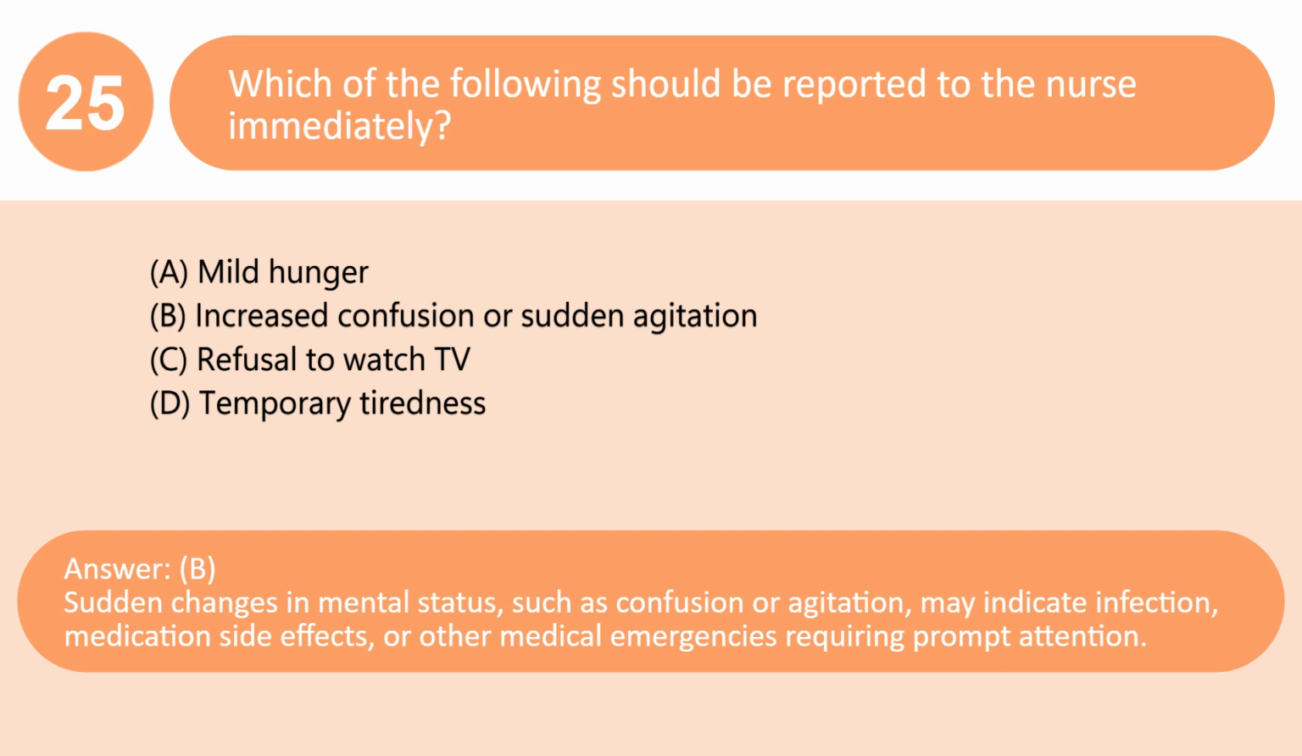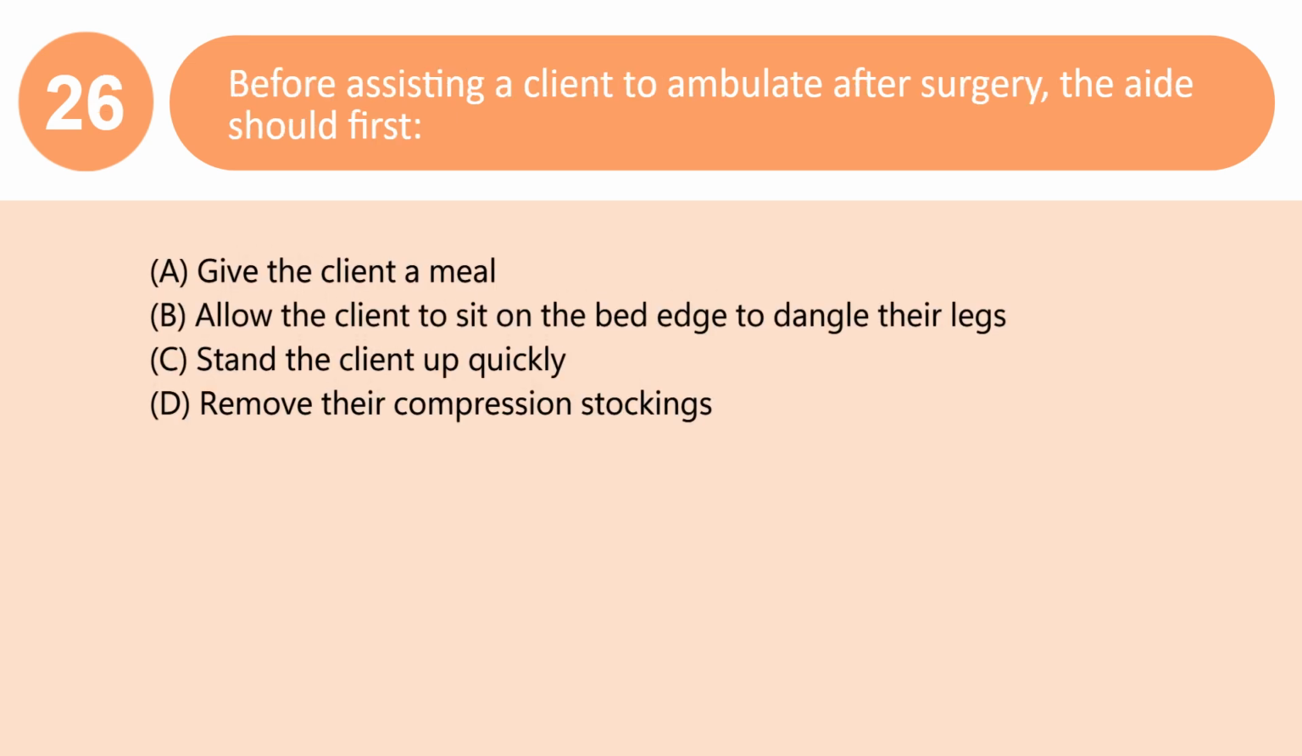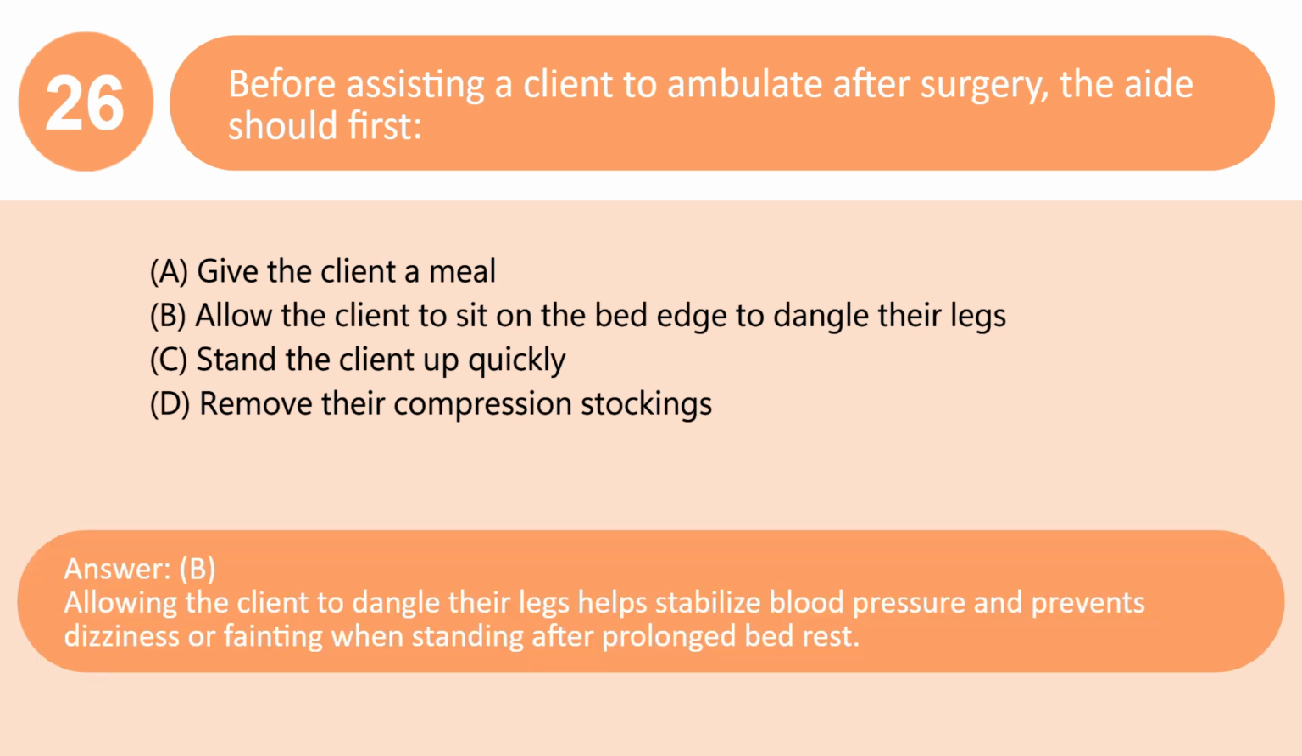Before assisting a client to ambulate after surgery, the aide should first: A. Give the client a meal. B. Allow the client to sit on the bed edge to dangle their legs. C. Stand the client up quickly. D. Remove their compression stockings. Answer: B. Allowing the client to dangle their legs helps stabilize blood pressure and prevents dizziness or fainting when standing after prolonged bed rest.